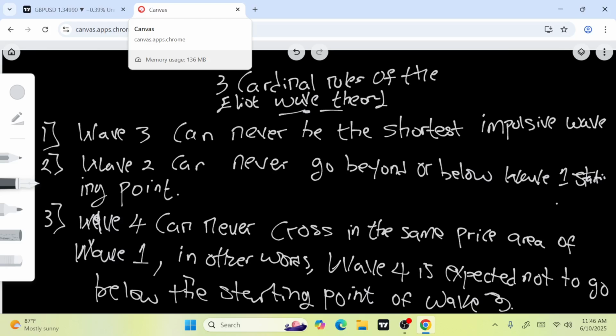Now, these three rules are the three cardinal guidelines that help you identify a correct wave theory. Aside from these, we now have other extra ones that you need to know. We call it cardinal. Cardinal means most important. Now we have other important ones too. Know this theory. Now I'm taking this off to give you the rest.